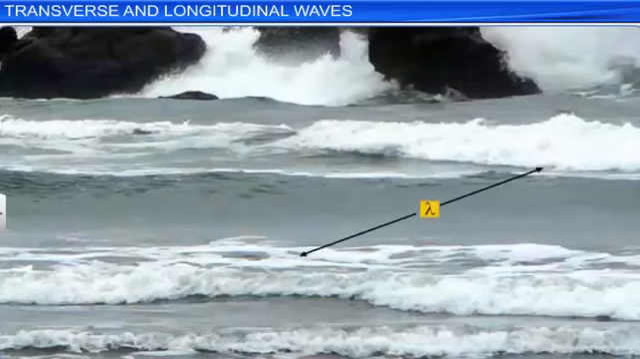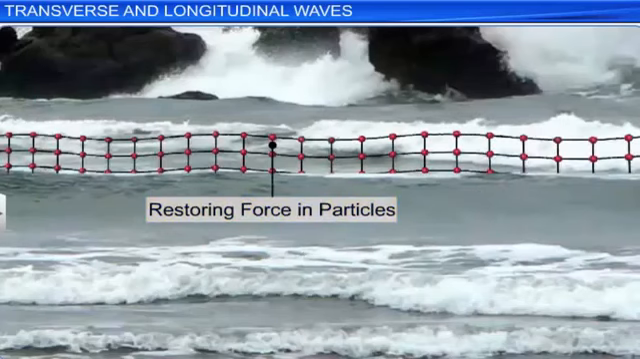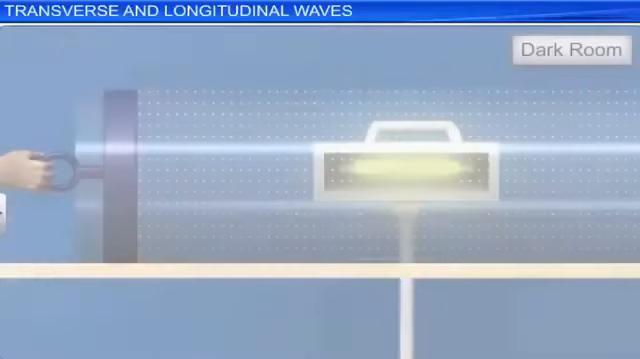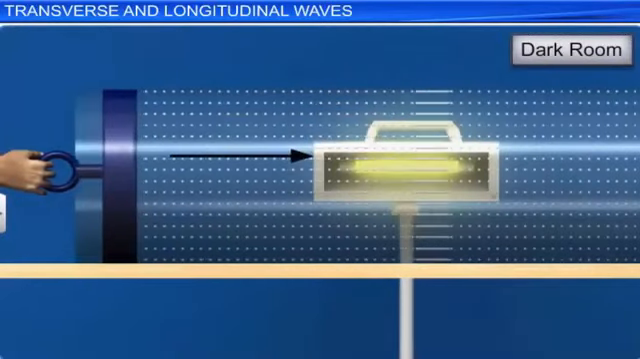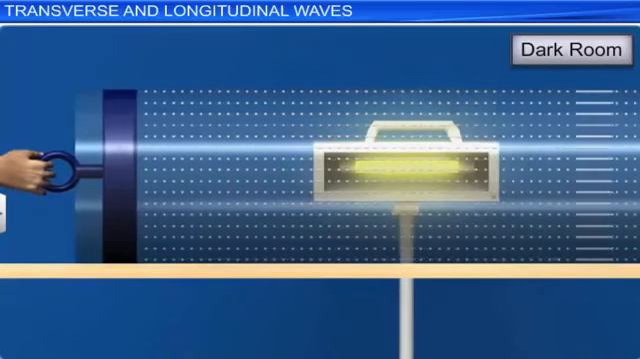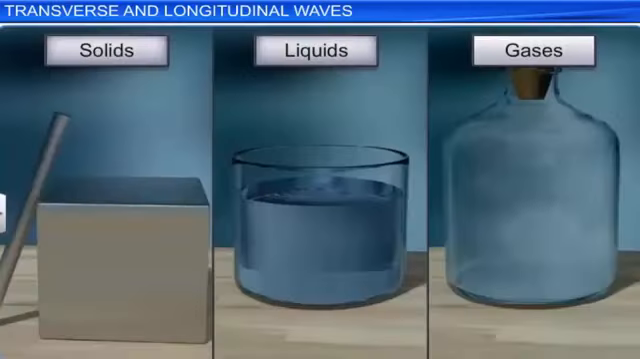In a longitudinal wave, as the wave propagates, each element of the medium undergoes a compressive strain. The elements in solids, liquids, and gases have the capacity to undergo a compressive strain. Therefore, a longitudinal wave can propagate through solids, liquids, and gases.